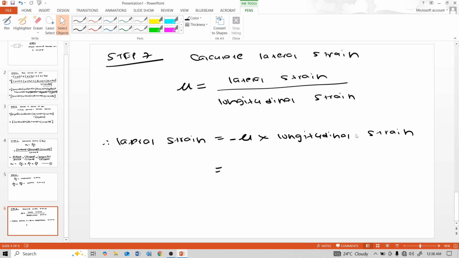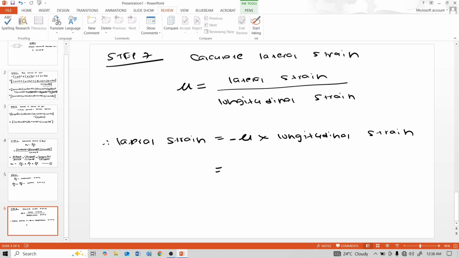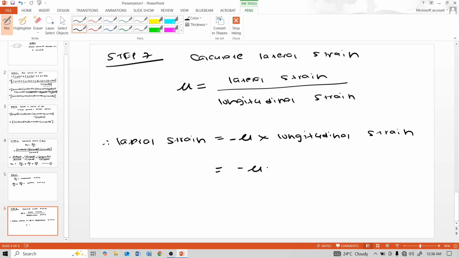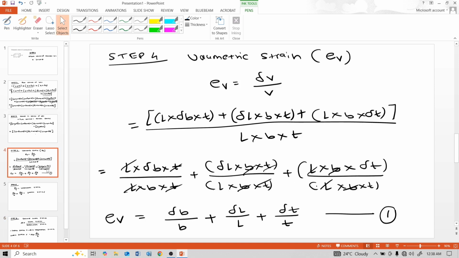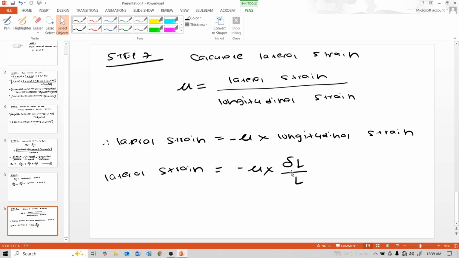And this longitudinal strain is the change in length to the original length. This longitudinal strain is delta L upon L. That means delta B by B and delta T by T are the lateral strains, and the value of these lateral strains is minus mu into delta L by L.